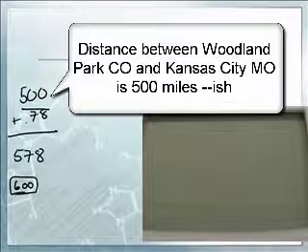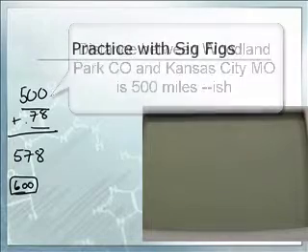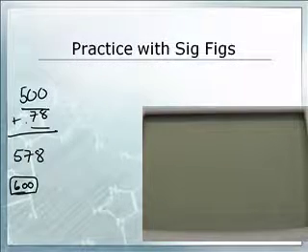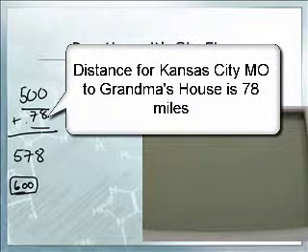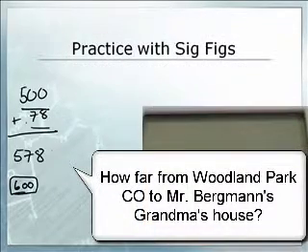How accurate do you think that number is? Neighborhood, right? Yeah, neighborhood. But let's say that I knew the distance from my grandma's house in Kansas City to my aunt's house was exactly 78 miles because they measured it, maybe on Google Maps or something like that. So they knew it was 78 miles. All right. So how far is it from here to my aunt's house? Well, best ballpark, 500 plus 78 miles.